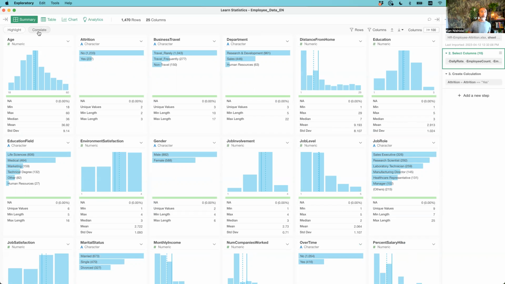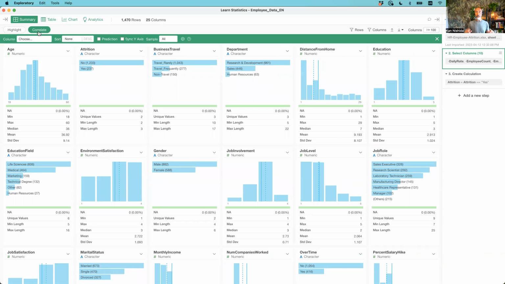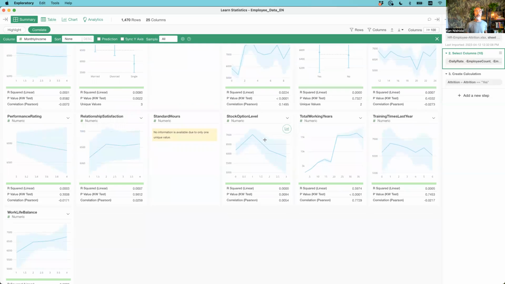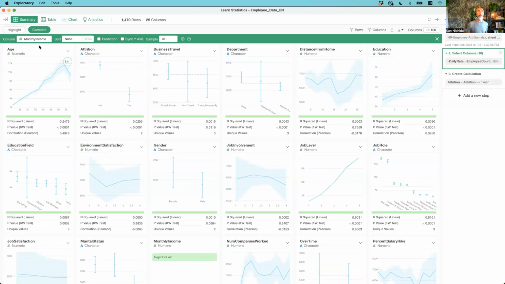Okay, so when you click on this, you get this green banner at the top, and this is correlation mode. Then you can set something called a target variable or column. Here, we want to know the relationship between the monthly income and all the other variables or columns. So when I select the monthly income, what just happened is every single column is now compared against monthly income.